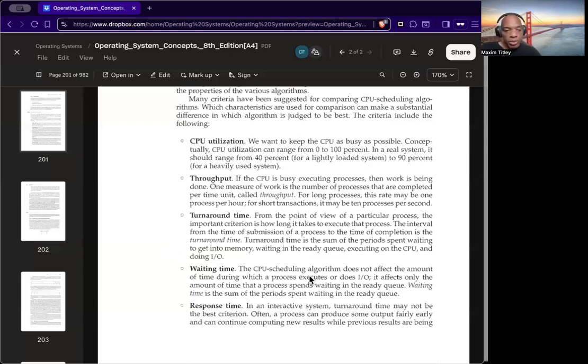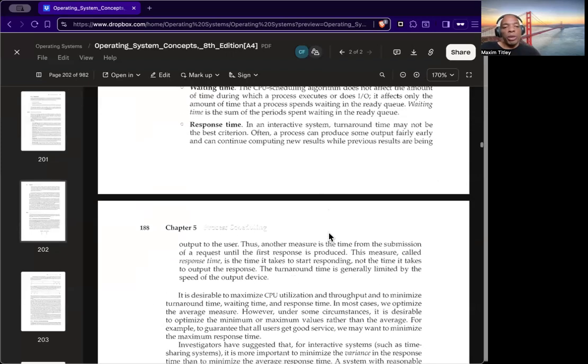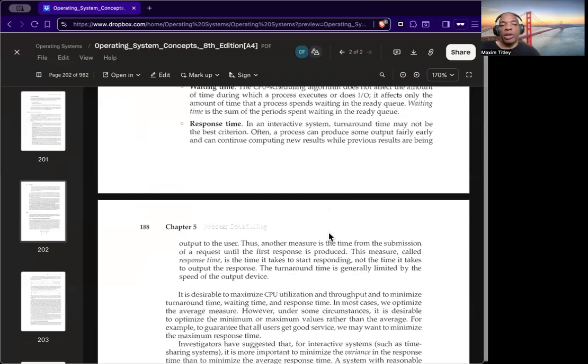Now, waiting time. The CPU scheduling algorithm does not affect the amount of time during which a process executes or does I/O. It affects only the amount of time that a process spends waiting in the ready queue. Waiting time is the sum of the periods spent waiting in the ready queue. Now, this may not make sense for the moment, but it will when I talk to you about job scheduling, which is coming up pretty soon. So just keep this part in mind.